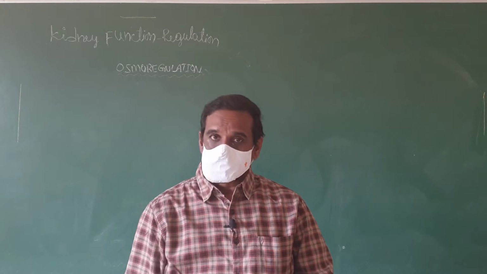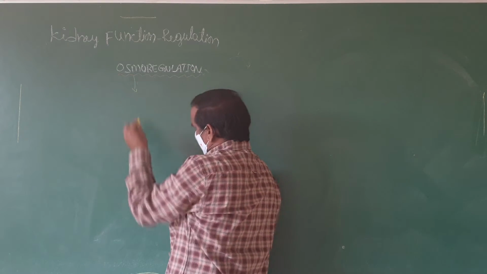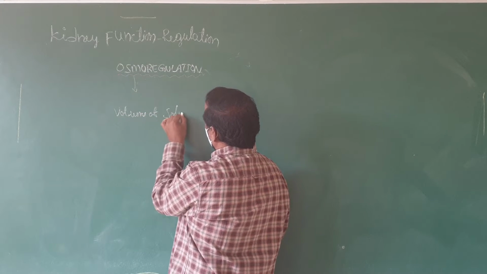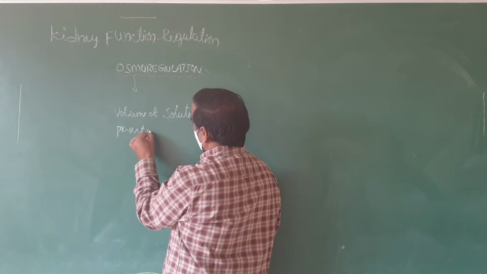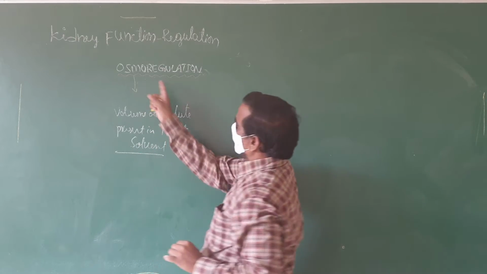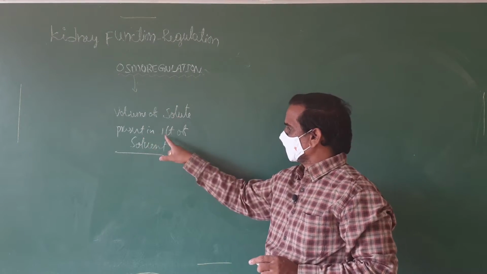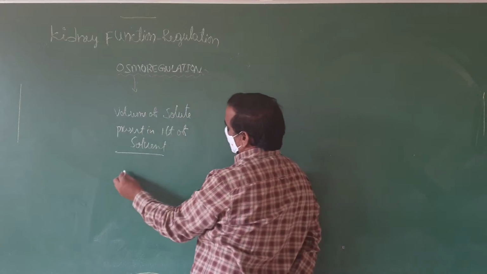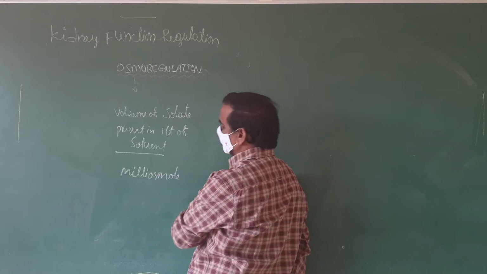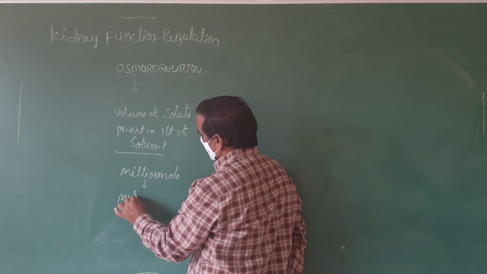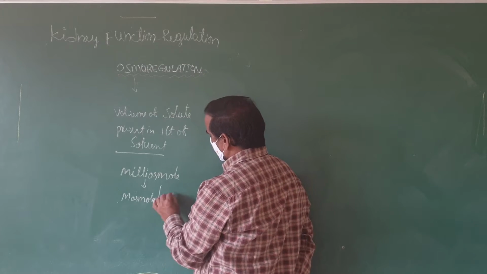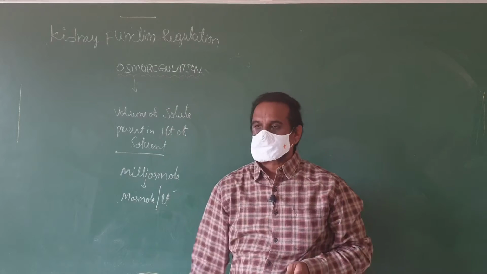First, we have to discuss what is meant by osmoregulation. Osmoregulation means volume of solute present in 1 liter of solvent. This is called osmoregulation. Units for this is milliosmol. Actual unit is milliosmol. In short, it is considered as mosmol per liter. These are the units.